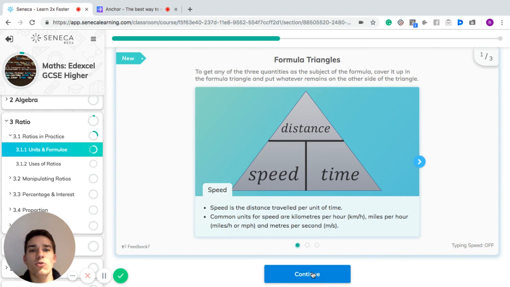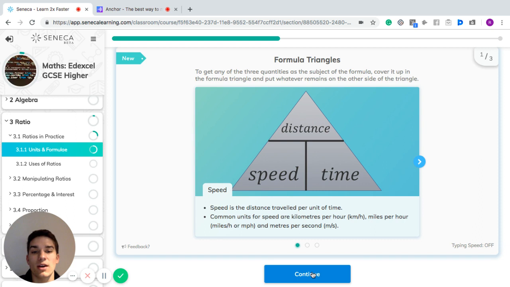Now, we can also use formula triangles. To get any of these 3 quantities as the subject of the formula, what you do is you cover up one section of the formula triangle and put whatever remains on the other side of the triangle into an equation. So to make a formula triangle for speed, what we do is we have distance in the top section of the triangle. On the bottom left section, we have speed. And on the bottom right, we have time.